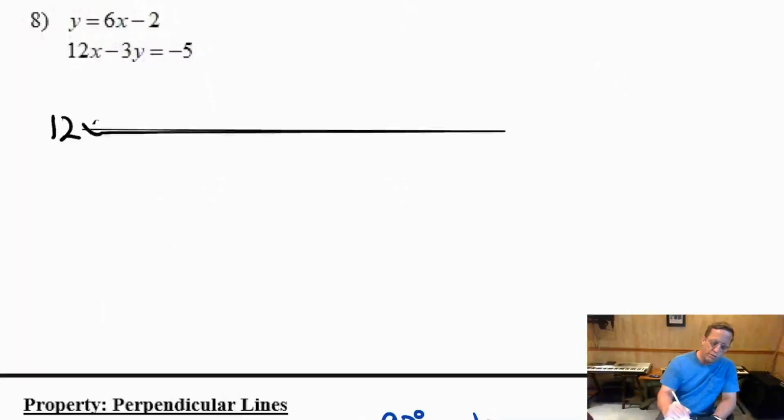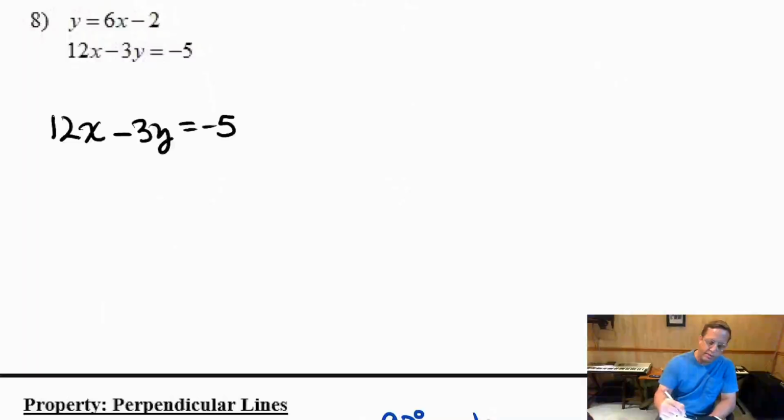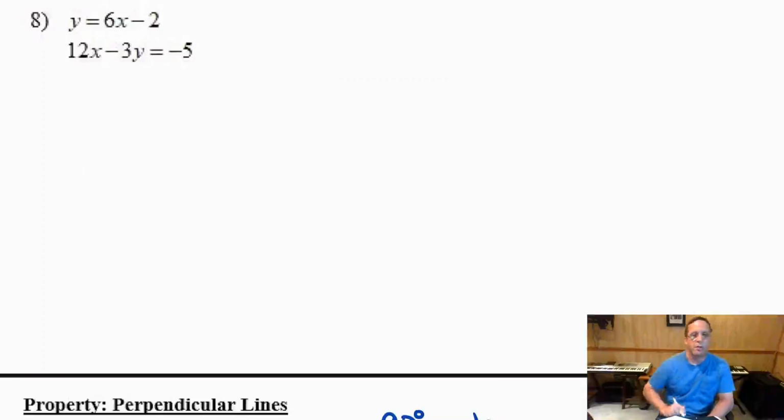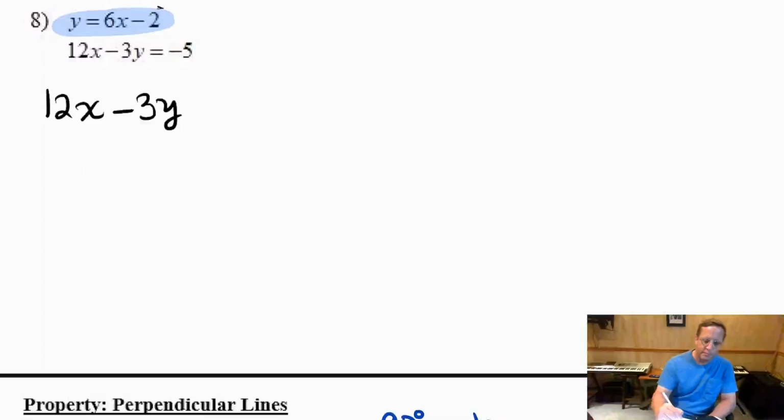So you got 12x minus 3y equals negative 5. Let's go ahead and take away 12x from both sides. For number 8, the first equation is already in slope-intercept form, so leave it be. Let's go ahead and just focus on that second equation. We've got 12x minus 3y equals negative 5. I'm going to subtract 12x from both sides.